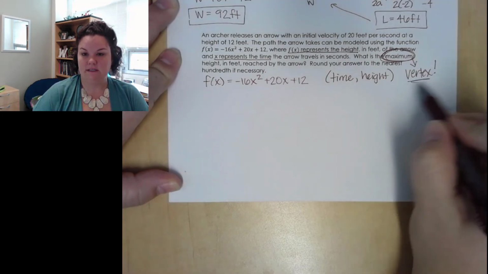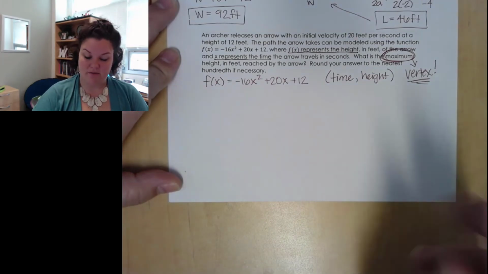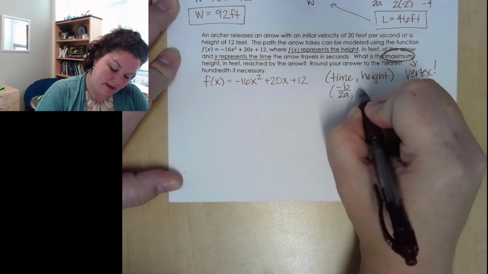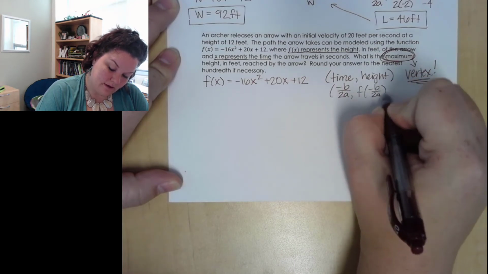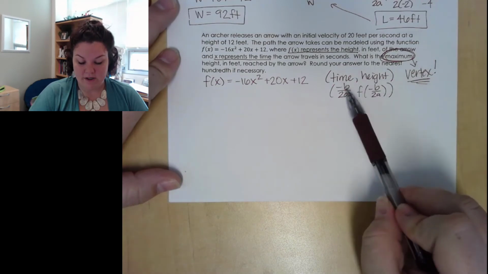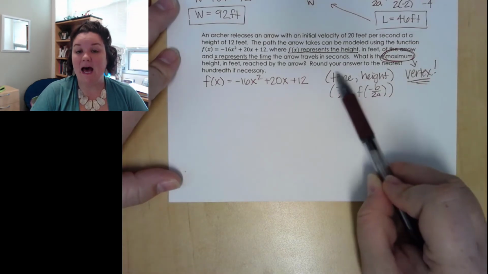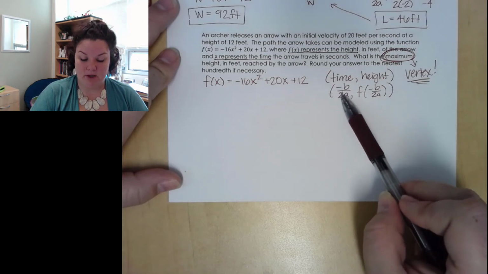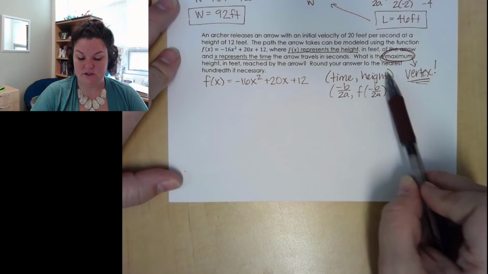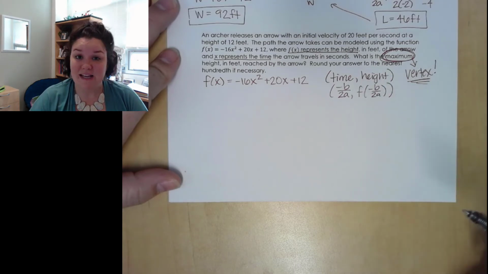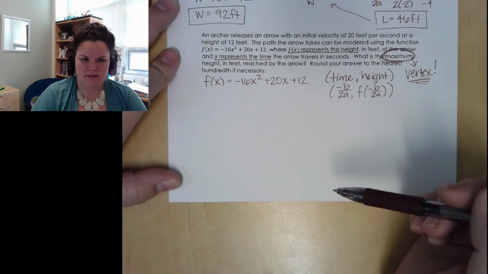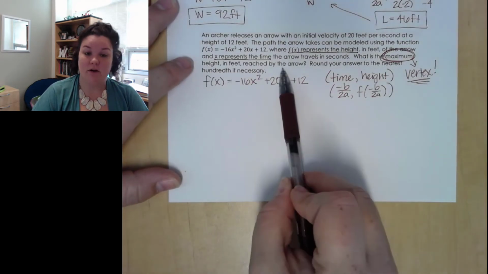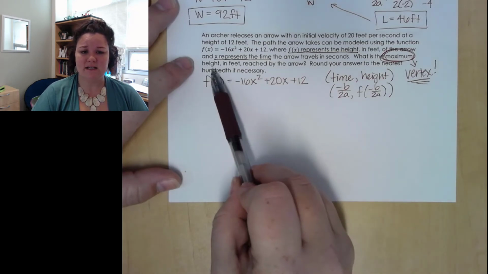Okay. Vertex. So when we think about vertex, we have a formula for that, right? We have negative b over 2a and f of negative b over 2a. So in this case, when we calculate negative b over 2a, that's going to give us the time it takes to reach our maximum height. And then if we take that time and plug it back in, that will help us to solve for what our maximum height actually is. So let's go back to our problem and see what it's asking us for. It says, what is the maximum height in feet reached by the arrow? Okay, so it's asking us for the height.